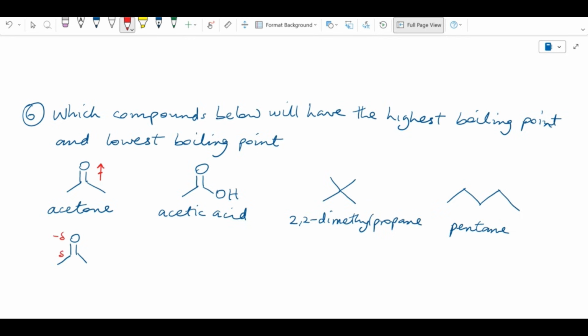So this will be partial negative and partial positive. So the partial negatively charged oxygen could be attracted to the partial positive charge of the carbonyl group in another acetone molecule. That attractive force is known as dipole-dipole interaction. That's the kind of attractive interaction that exists in acetone molecules.